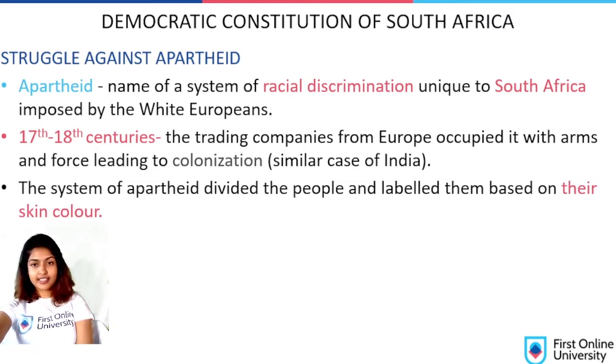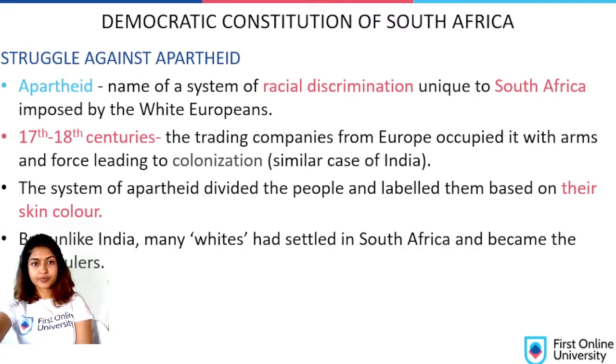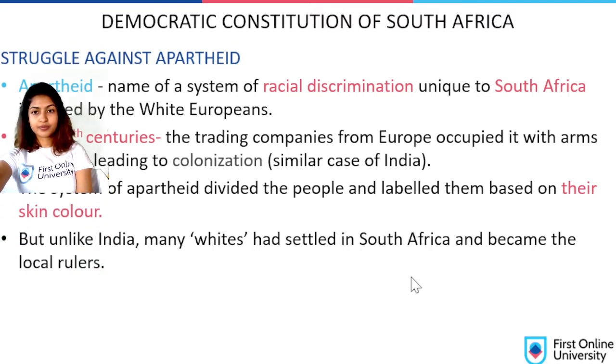The system of apartheid divided the people and labeled them based on their skin color. That is why it is also called racial discrimination. But unlike India, many whites that had settled in South Africa became the local rulers. In India, we didn't have white rulers ruling our country. We just had a certain company called East India Company. But in South Africa, they literally had rulers ruling them.